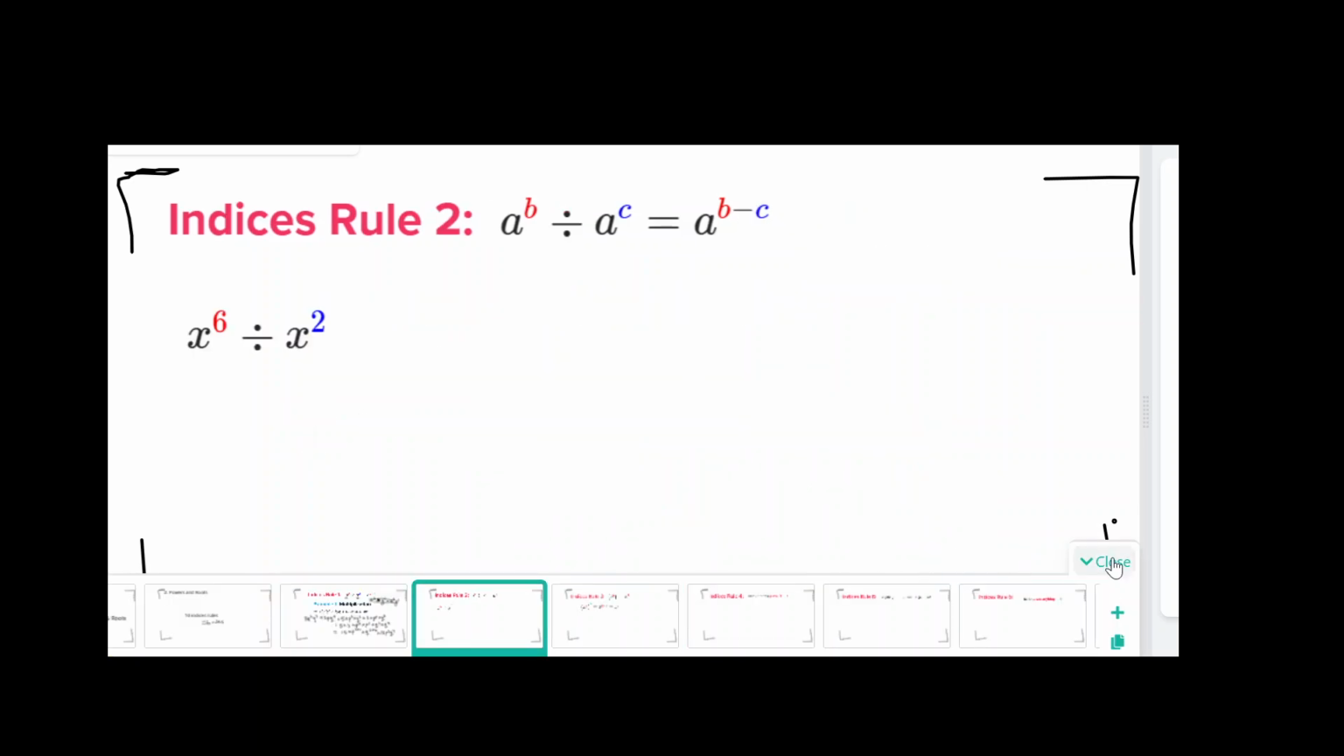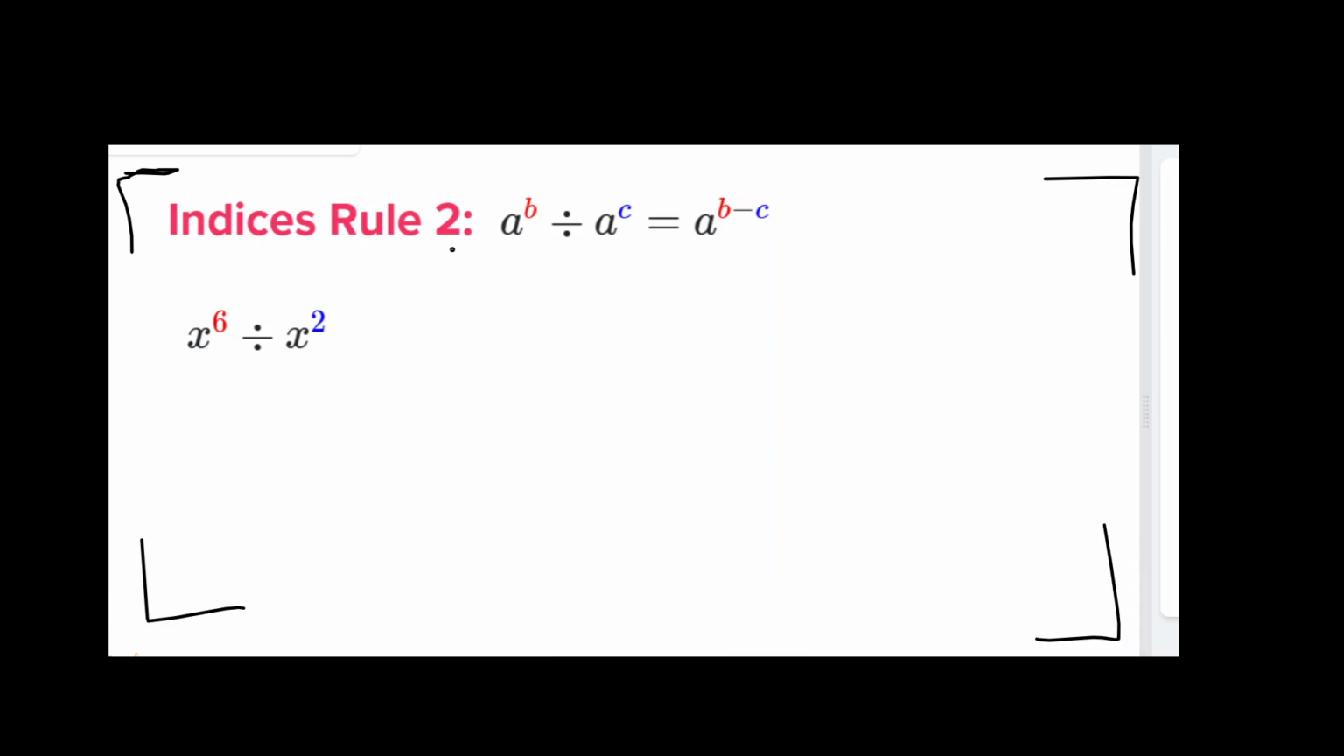The next rule here: when you are dividing, provided the base letters or numbers are the same, the powers will be subtracted. So we're going to apply that here. x to the power of 6 divided by x to the power of 2. The base letters, x and x, are the same, so we'll write x to the power of 6 minus 2. And that will give us x to the power of 4.